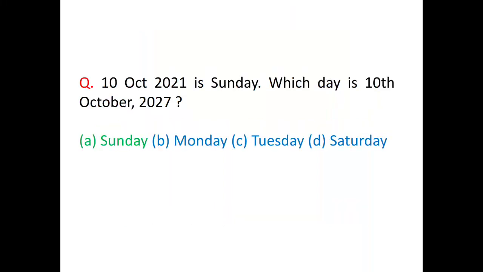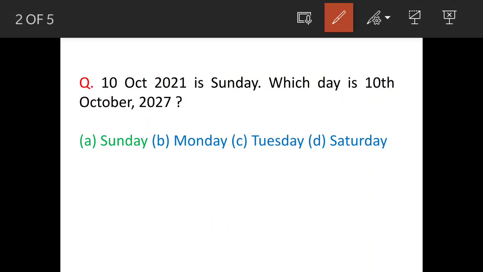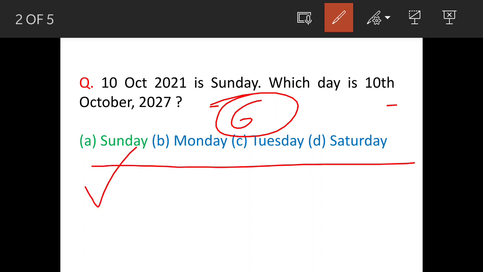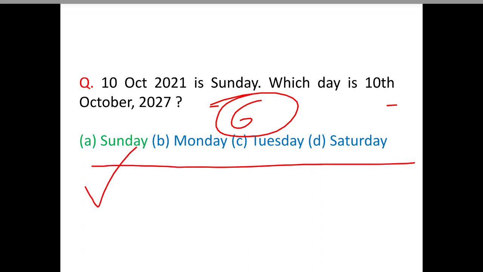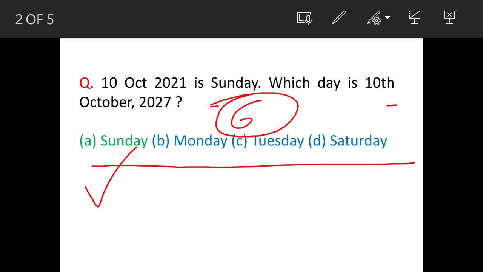The question is shown: 10th October 2021 is Sunday. So which day is 10th October 2027? So that means after 6 years, what is going to be the day on the same date? Four options are there, and option A is the answer, Sunday. See the question again.